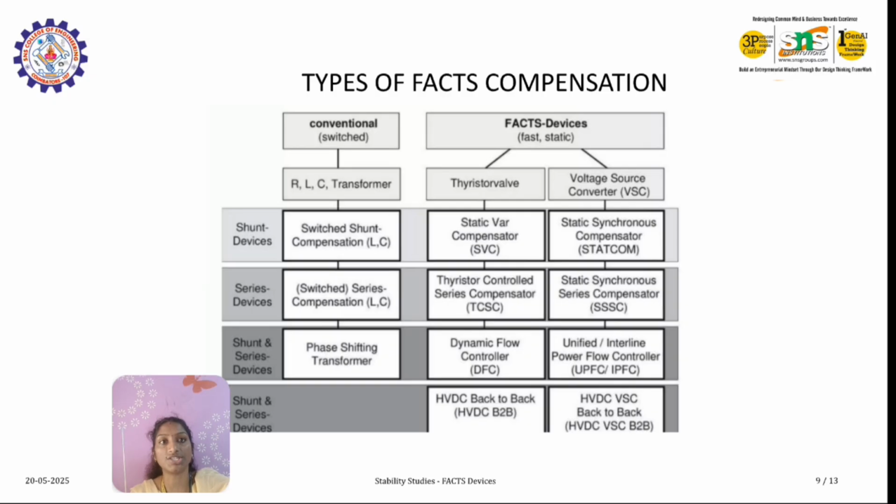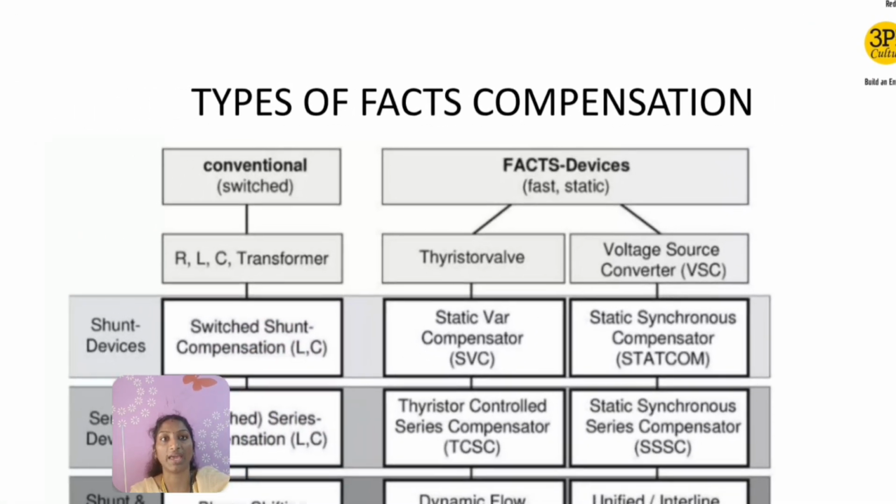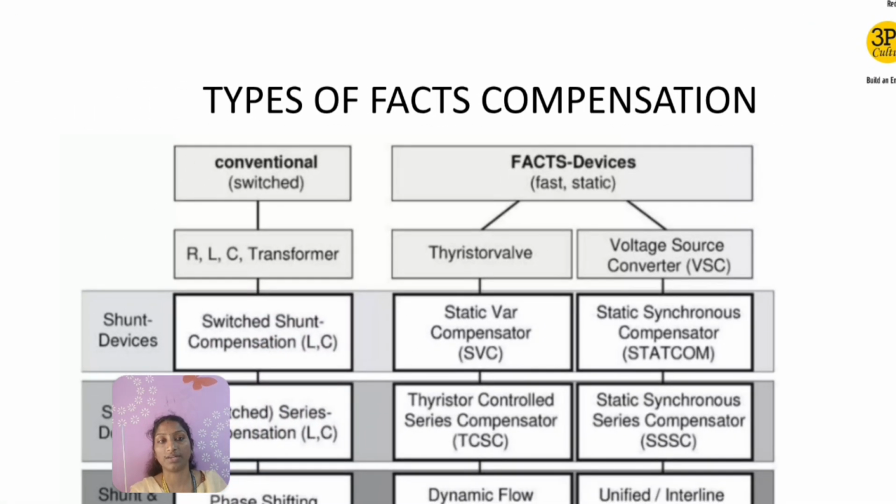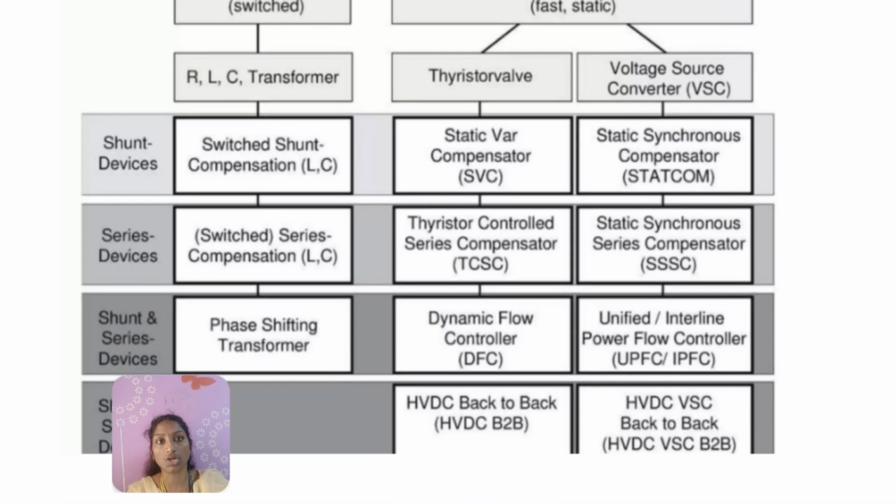This is the general types of FACTS controllers, where it is divided into 2: conventional and FACTS devices. Conventional switching means we can use resistance, inductance and capacitance or transformers, whereas FACTS devices means a thyristor valve and a voltage source converter. Coming to RLC and transformers, here we mean switched shunt compensation, switched series compensation, and phase shifting transformers.